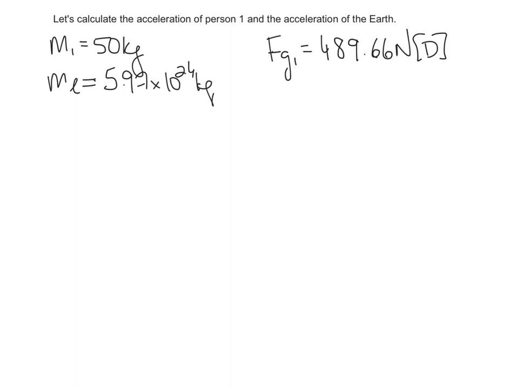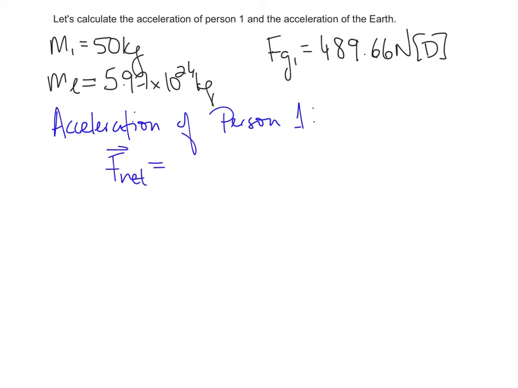Okay, so here we have the mass of person 1, the mass of the Earth, and this was the gravitational force that we calculated in the above example between the Earth and person 1. So to calculate the acceleration of person 1, we are going to use Newton's second law. So your net force is equal to your mass times your acceleration. And we're going to solve for acceleration here. And that's going to give us your net force over your mass. So let's substitute our values.